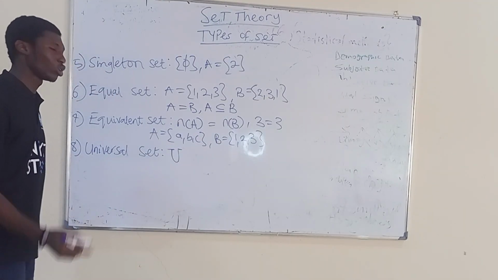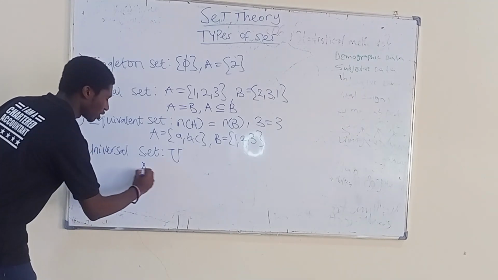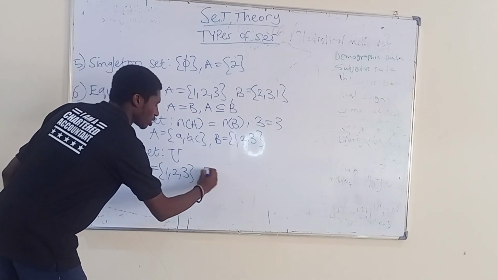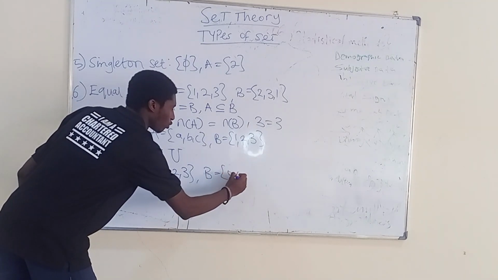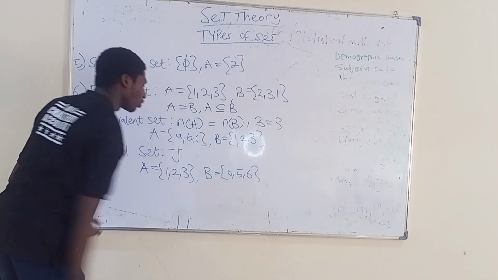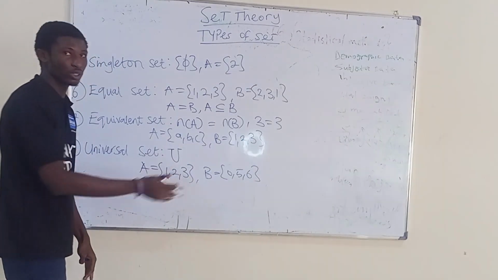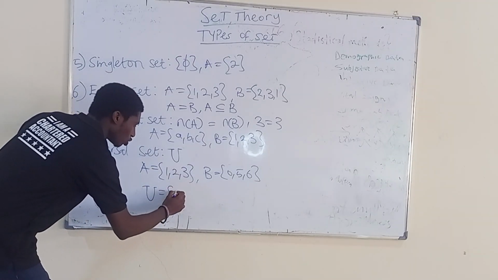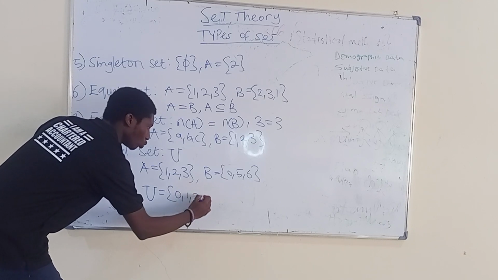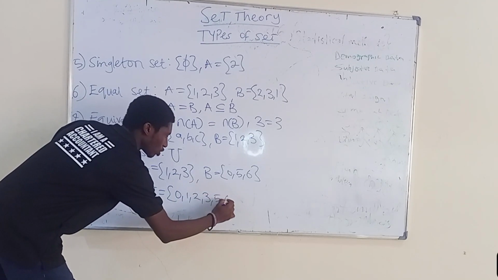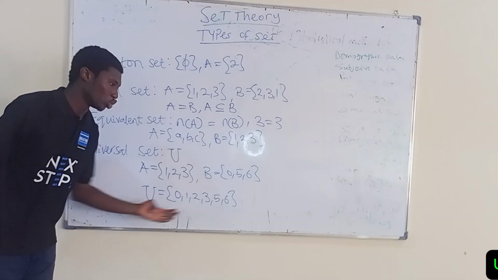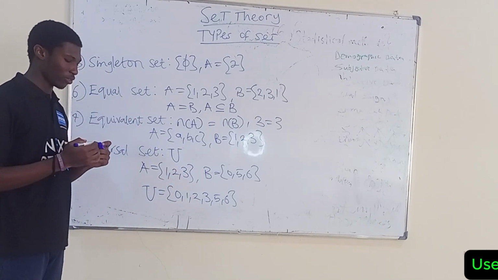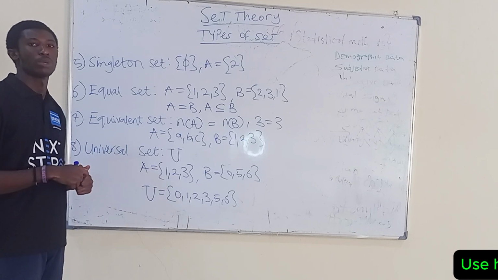It is denoted by this symbol. So now let's look at the example. If you have the set A, which is equal to {1, 2, 3}, and another set B, which is equal to {0, 5, 6}, your universal set, which will be relevant to all the given conditions here, will be {0, 1, 2, 3, 5, 6}. And this will be your universal set. Now let's look at examples concerning all the above in order to understand them better.